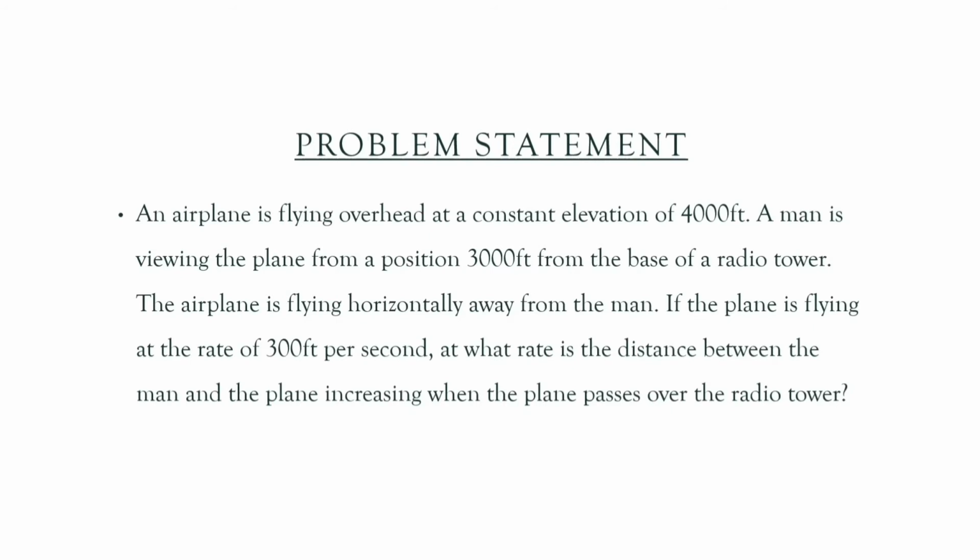So, the problem statement is: an airplane is flying overhead at a constant elevation of 4,000 feet. A man is viewing the plane from a position 3,000 feet from the base of the radio tower. The airplane is flying horizontally away from the man. If the plane is flying off at the rate of 300 feet per second, at what rate is the distance between the man and the plane increasing when the plane passes over the radio tower?